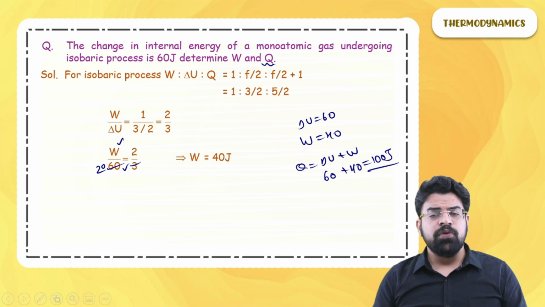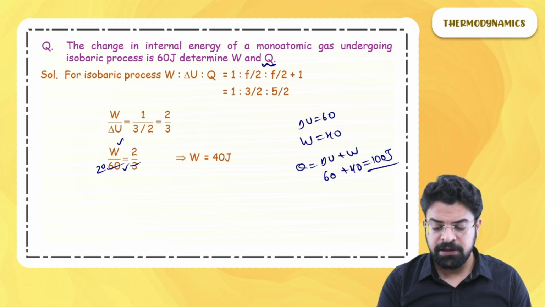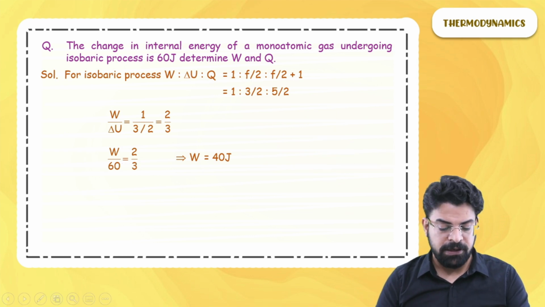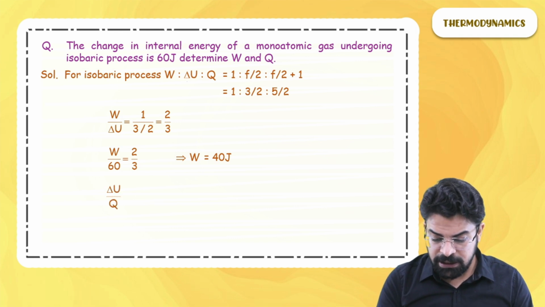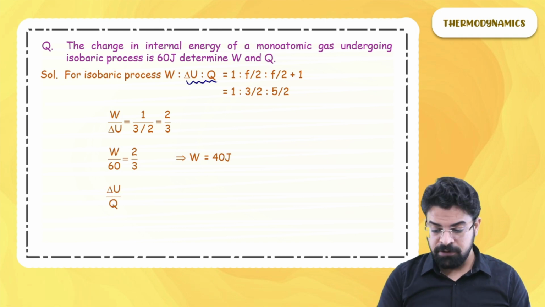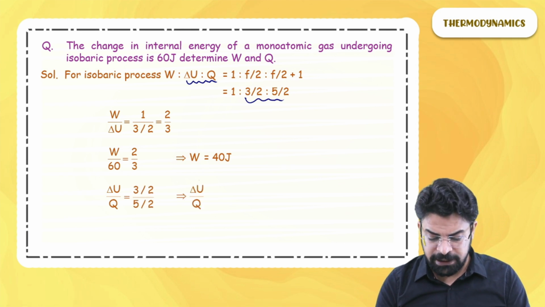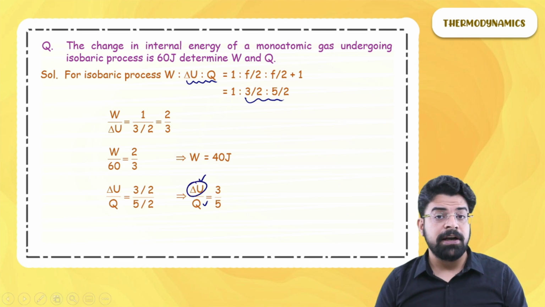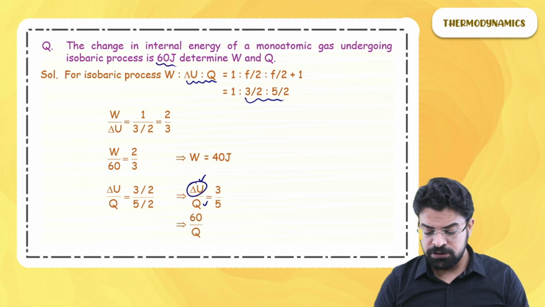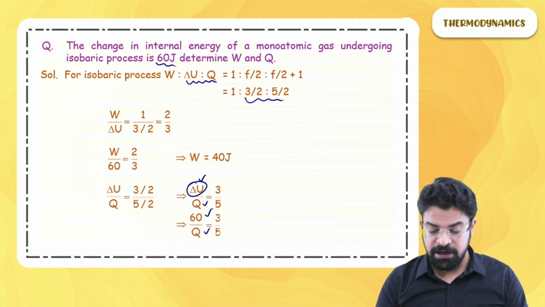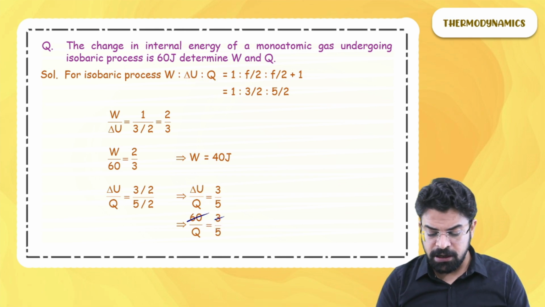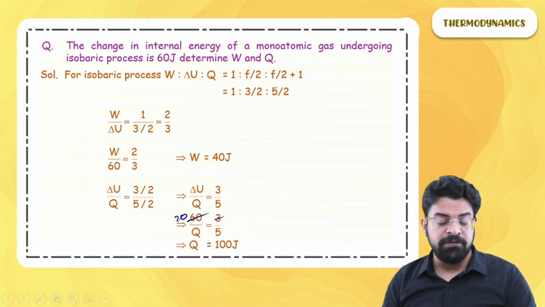But if you need to find the heat given using the ratio, that can be done as well. You will write delta U upon heat given equals 3 by 2 upon 5 by 2, which is nothing but 3 by 5. So delta U by Q equals 3 by 5. In place of delta U, you can write 60, given in the question. So 60 upon the heat given equals 3 by 5. Cancelling out 3, here you get 20. So the heat given comes out to be 20 into 5, which is 100 joule.